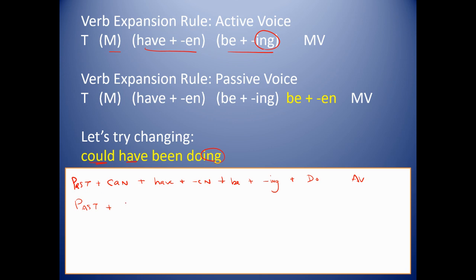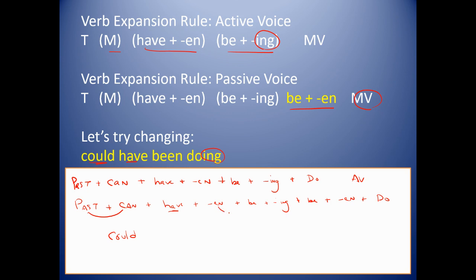So this is the past of can plus have plus en plus be plus ing, and then right before the main verb, I'm going to add in be plus en. Guarantees I'm going to get an extra word. And then here's do. When I glue it together, I should go from 1, 2, 3, 4 words to 5 words. The passive can is could, and that makes sense. If there's a could in the original one, active voice, there's a could in the passive voice.